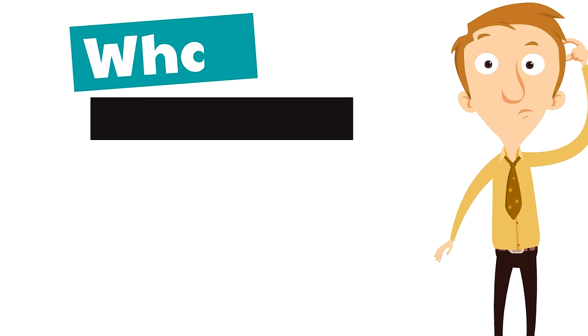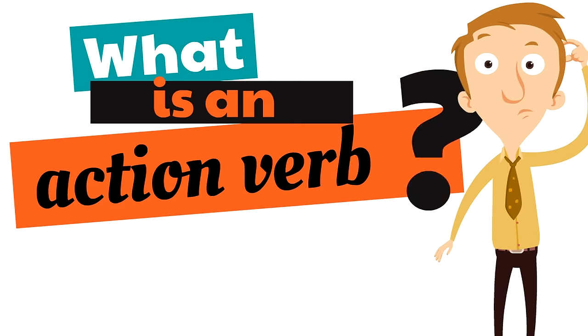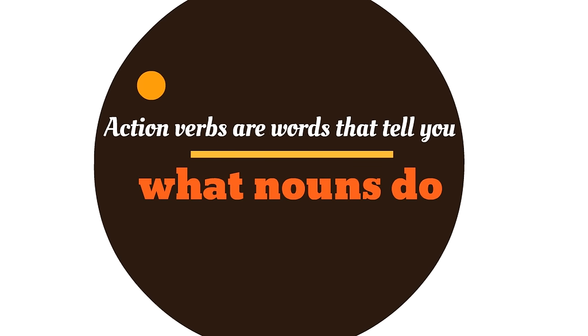Okay, so what is an action verb? Well, action verbs are words that tell you what nouns do. Oh, it's so cool! We'll say it again. Action verbs are words that tell you what nouns do. And we'll give you some examples.